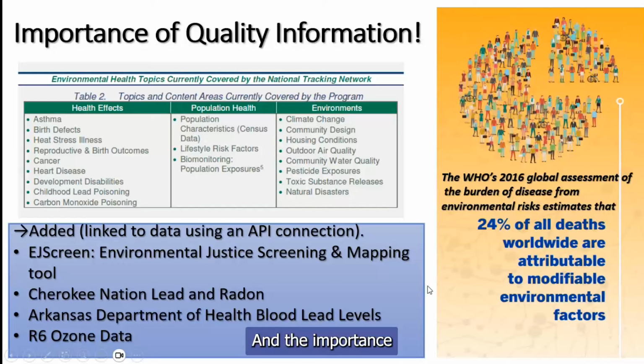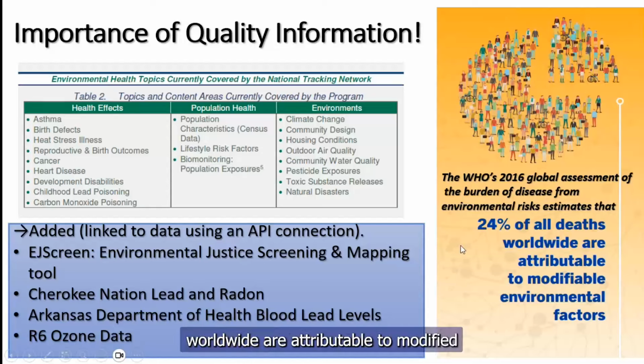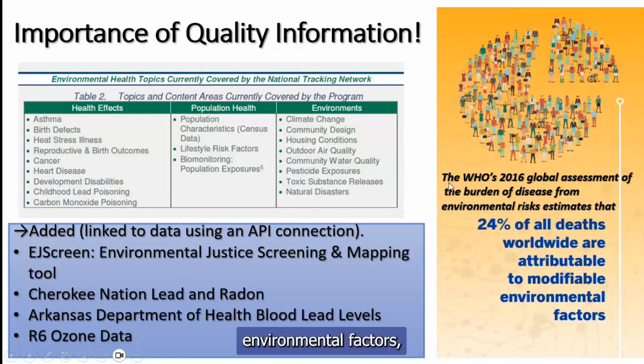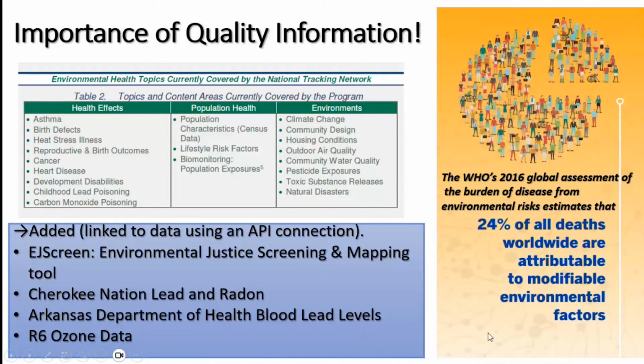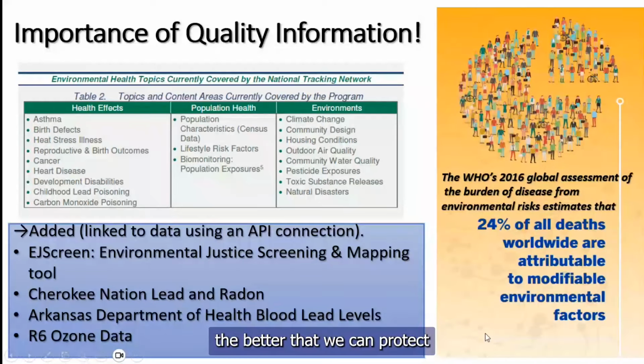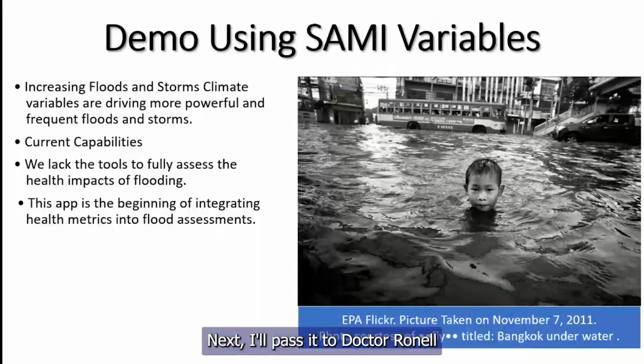And the importance of using quality information is that 24% of all deaths worldwide are attributable to modifiable environmental factors, as shown by the World Health Organization's 2016 global assessment. So the more that we can get our data right, the better that we can protect human health and the environment through visualizing that environmental health data. Next, I'll pass it to Dr. Ronel Bridgemohan, who will be providing a demo.